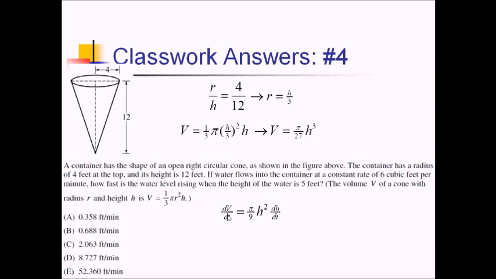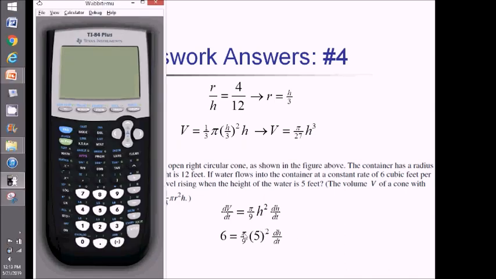The volume rate of change, they said, was 6 cubic feet per minute. The height at the moment in time that we care about here is 5 feet. So we have 6 equals pi over 9, 5 squared dH over dt. And looking at the answer choices, this is definitely a calculator situation, so let's do that division now.